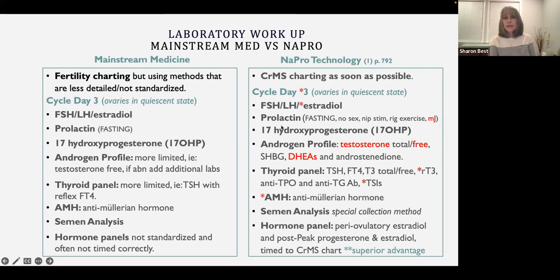We both do prolactin, and we both do that fasting. NaPro asks a little more detail. They ask for no sex, no nipple stimulation, and no rigorous exercise for 48 hours prior. Their reasoning for this is because any of this can stimulate the breast, and prolactin is increased with this type of stimulation. Now, I've added MJ here on the right.